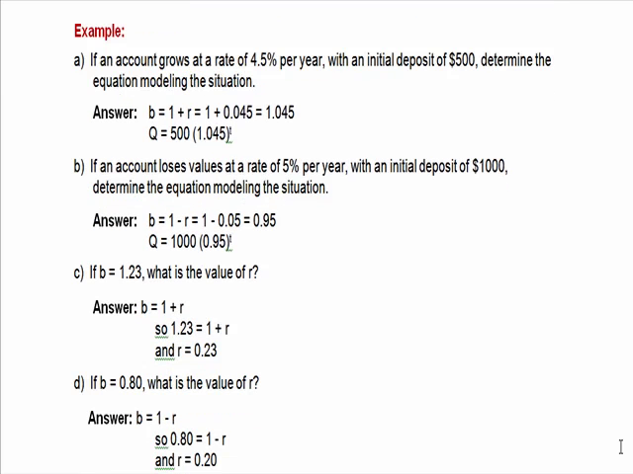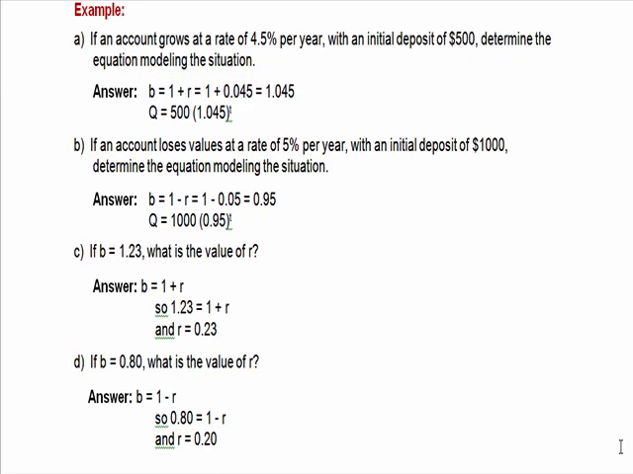Part B. Suppose an account loses value at a rate of 5% per year with an initial deposit of $1,000. I'd like to determine the equation modeling the situation. Well, again, this time it's decay. So instead of doing B equals 1 plus R, we do B equals 1 minus R. And so we would do 1 minus 5% as a decimal, which is 0.05. When we do the math, we get 0.95. Now substituting in our initial value and our B, we get Q equals 1,000 multiplied by the quantity 0.95 to the T.